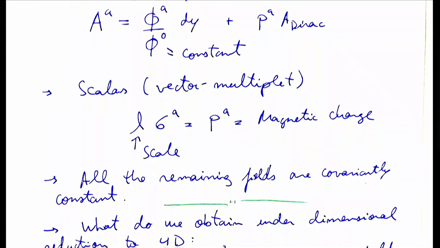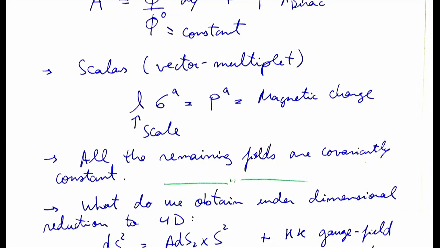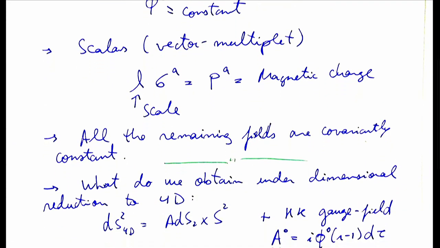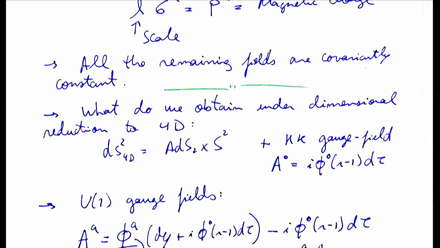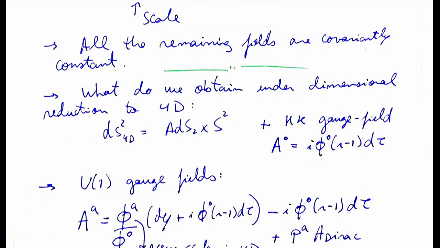And so all the remaining fields are covariantly constant. Okay, you have many more, so I'm not going to describe them, but these are the most important. So what we obtain under dimensional reduction to 4D is the usual Kaluza-Klein reduction. You get an AdS times S2 metric with equal sizes and a KK gauge field, which has this form.